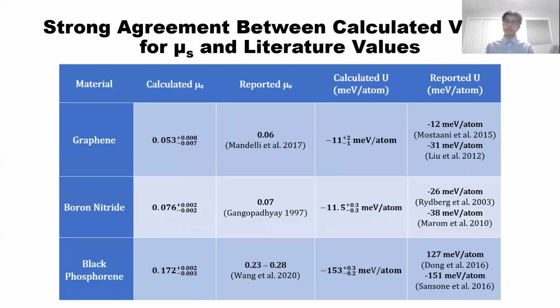This table shows the data for our calculated values of mu s and the reported values, as well as our calculated values for the interaction energy per unit area as compared to literature values for the interaction energy per unit area.